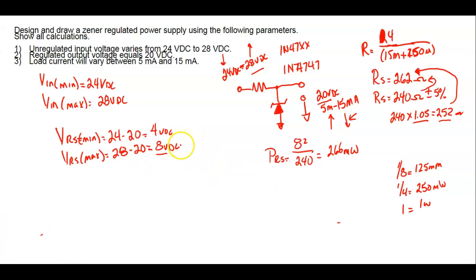Yeah. So the 8 came from here, and then the size of the resistor came from the one that we chose, not from the one we calculated, right? You understand? So we're going to use a 240 ohm 1 watt resistor right there.